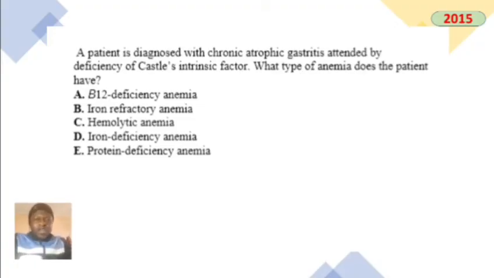A patient is diagnosed with chronic atrophic gastritis attended by deficiency of Castle's intrinsic factor, right? Intrinsic factor is actually for absorption of vitamin B12, right? And patients with diphyllobothriasis have the disorder, because the parasite actually destroys this factor. So you see them with megaloblastic anemia.